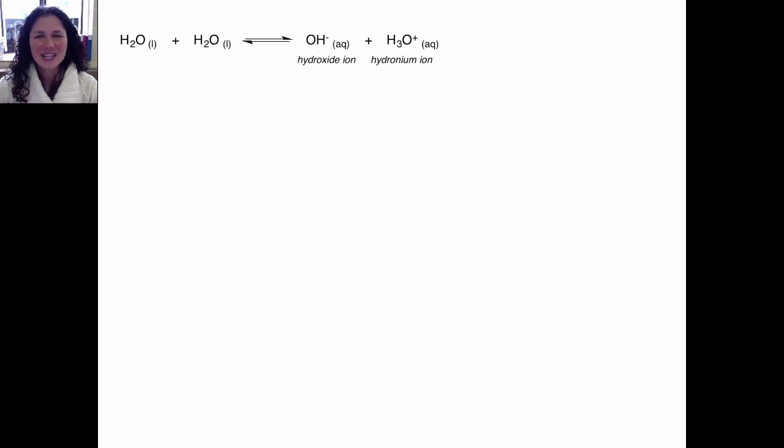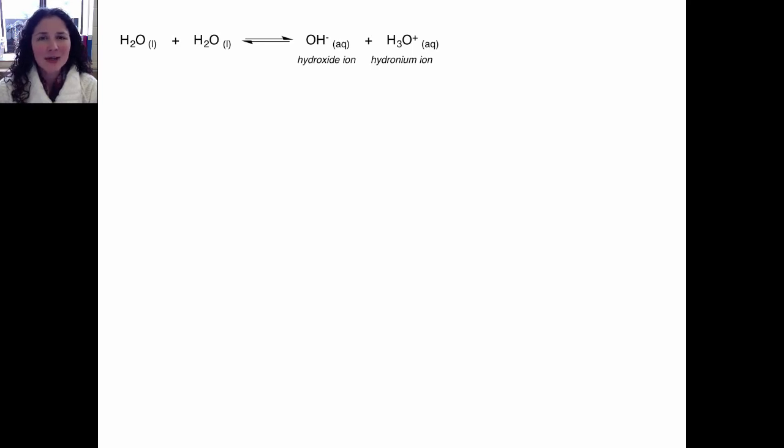Hi, this is a video to help you through the activity on pH and pKa's. Every aqueous solution has a little bit of hydroxide and hydronium ion in it, because water reacts with itself in an acid-base reaction. This reaction is shown in front of you. This is the autoionization of water.